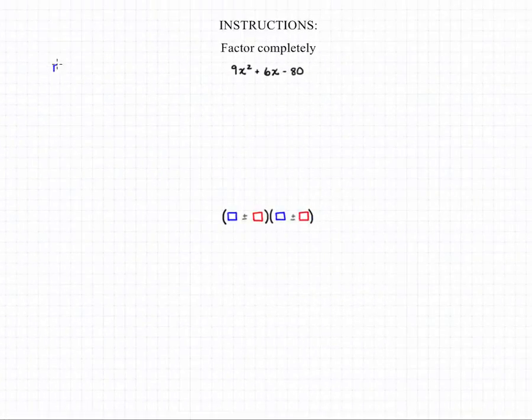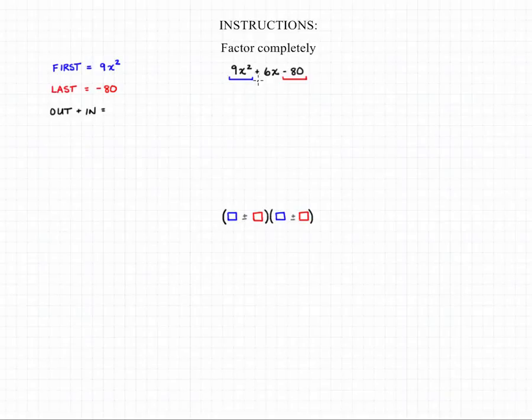Because the coefficient in front of our x squared term isn't 1, we're going to need to use advanced quadratic factoring. And we can start out by figuring out what each of our portions of multiplication or addition have to equal. So the first two terms have to multiply to 9x squared. The last two terms are going to have to multiply to negative 80, and our inside and outside multiplication, when we add it together, is going to have to give us a positive 6x.